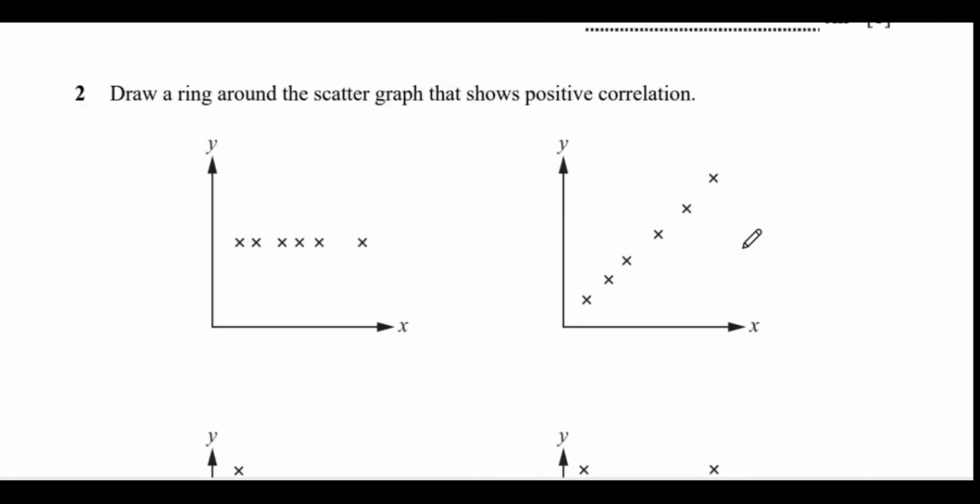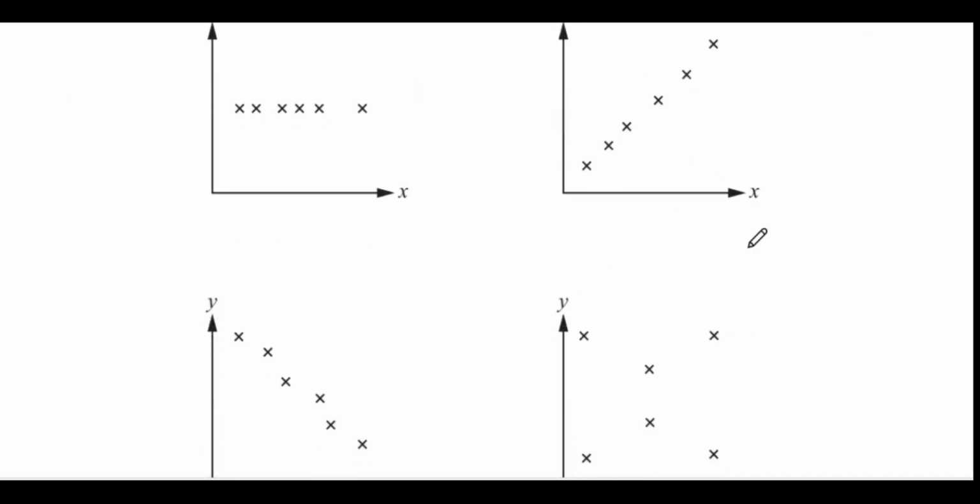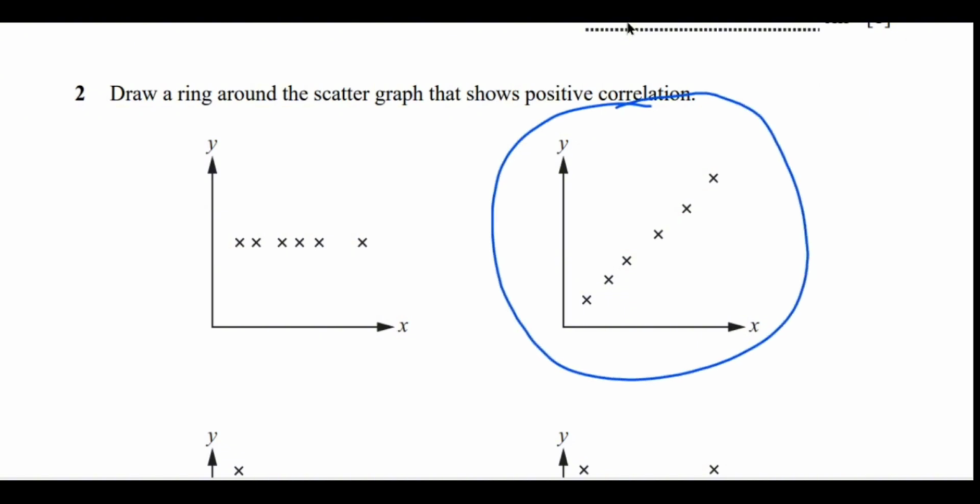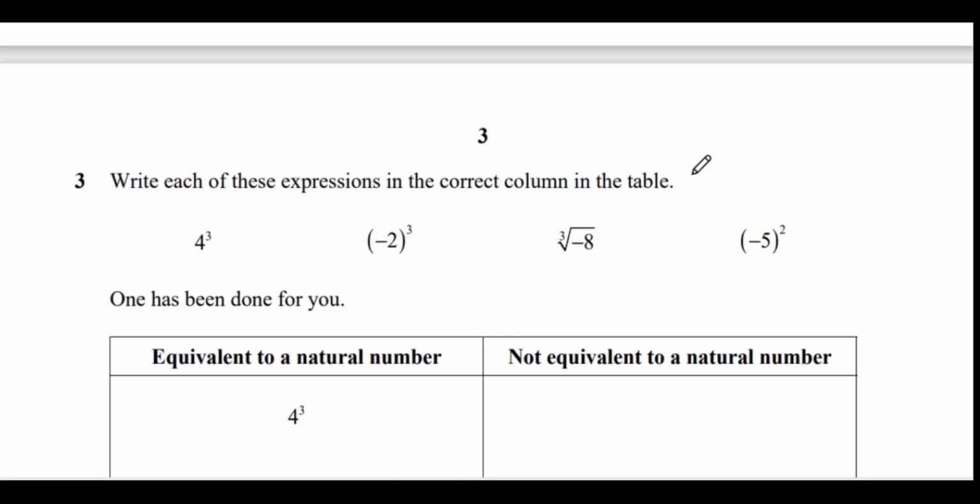The next question asks us to draw a ring around the scatter diagram that has a positive correlation. In correlation, what we regard as positive correlation is when the x value increases as the y value is increasing. Negative is when the x value is increasing, the y value will be decreasing, or when the y value is decreasing, the x value will be increasing. So in everything that we have here, the only one that gives us that positive correlation is this particular scatter diagram. So we'll move to the next one.